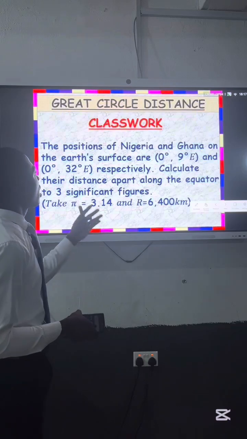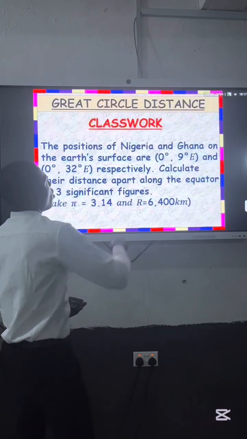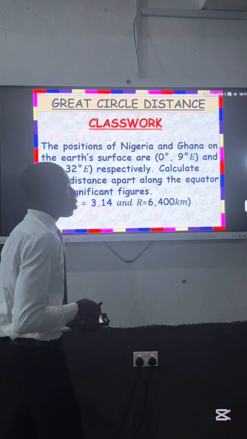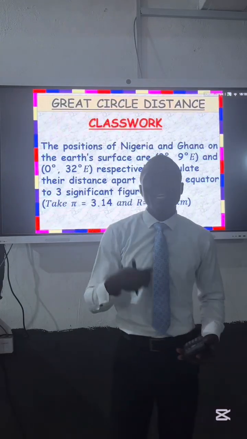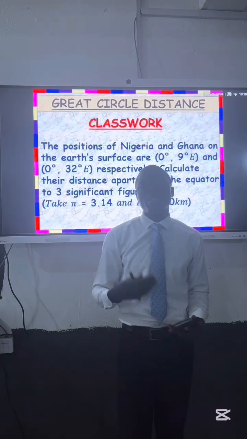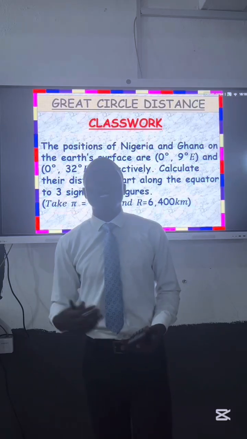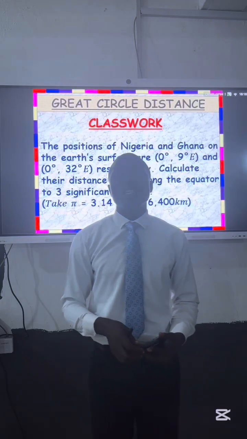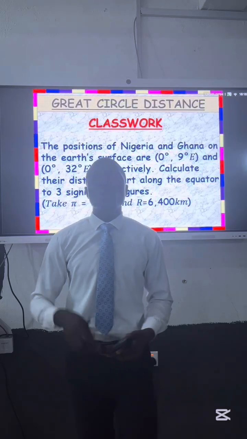All right, so these are the positions. Remember, 0 degree means that the 2 points are on the equator. So just by seeing equator in the question, use the formula: distance is equal to theta over 360 multiplied by 2 pi capital R, where capital R represents the radius of the earth.